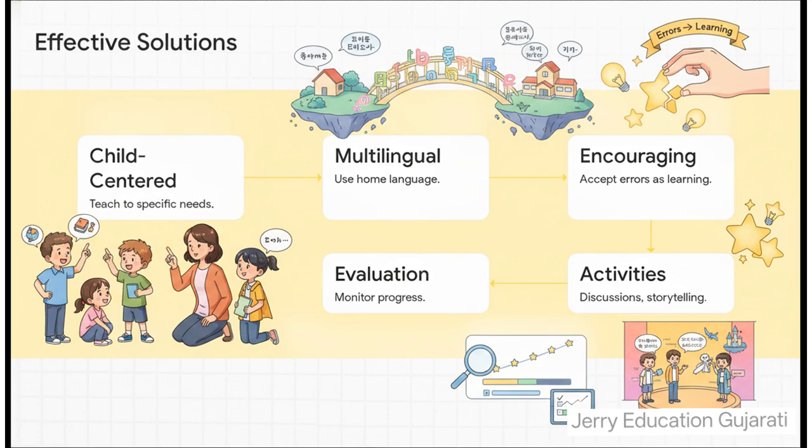Step 3, and this is absolutely crucial, create an encouraging environment. You have to treat errors as learning opportunities, not punishable offenses. Step 4, get them talking with storytelling and role play. And finally, Step 5, continuous evaluation. This is exactly how you build a classroom where kids actually want to speak up.